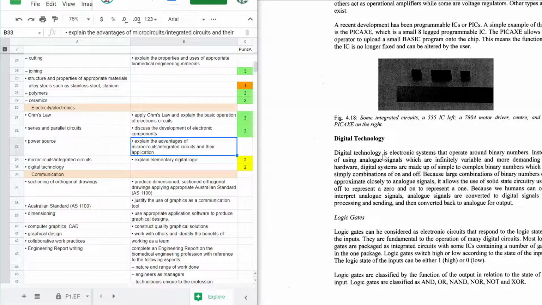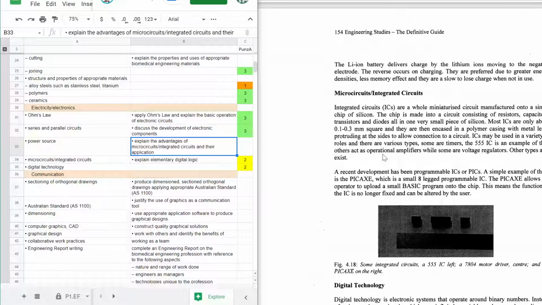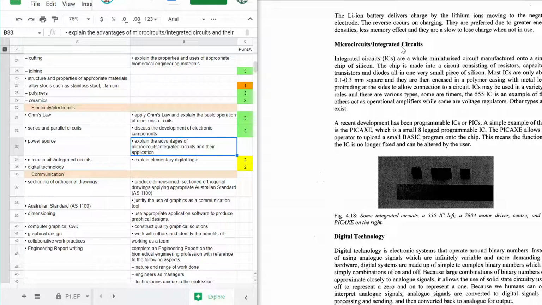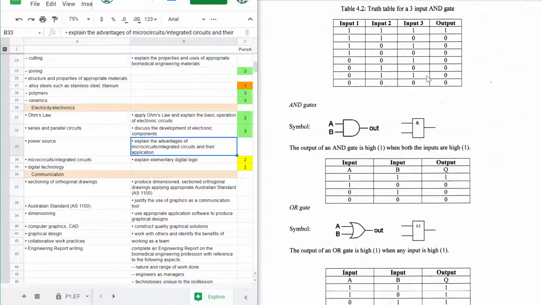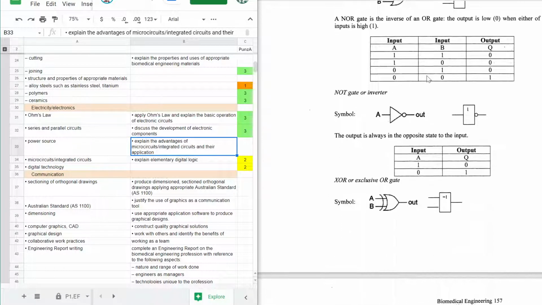In terms of digital technology, we've talked a little bit about microcontrollers and integrated circuits. That's something I'll go over in a little bit more detail. We've also talked about logic gates.